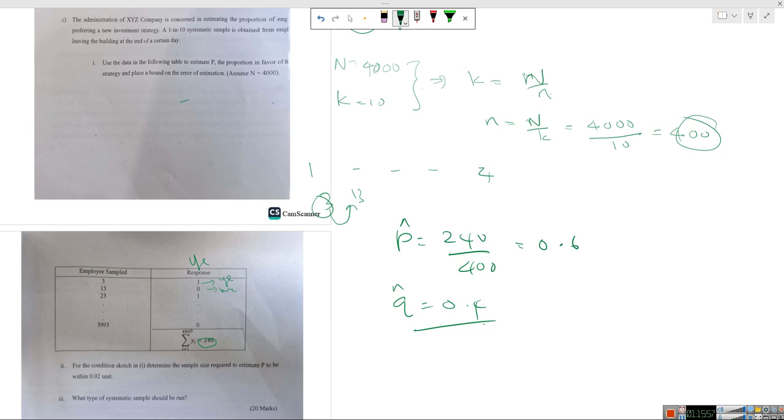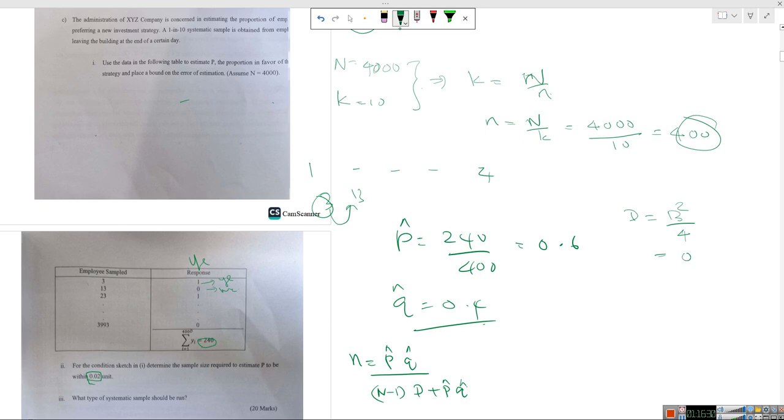Okay, right. For the condition given in 1, determine the sample size required to estimate p to be within 0.02 units. So they have given this b, right? So now what we have to do is find out n is equal to p head q head divided by (N minus 1)d plus p head into q head. Now we need to find out this d. D is equal to b squared divided by 4.